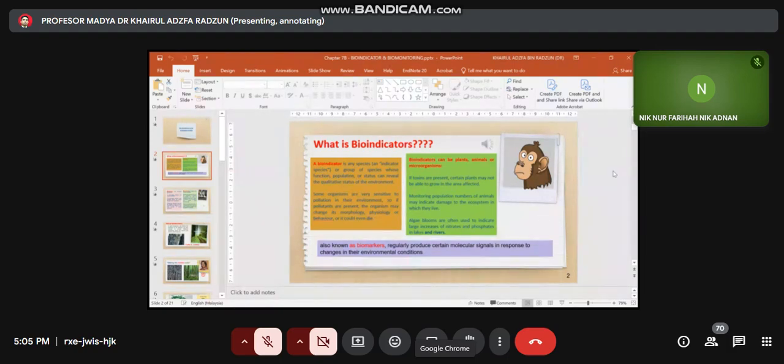When pollutants are present, the organism may change in terms of its morphology, physiology or behavior, or it could even die when the dangerous substances are present in that area. So it is not necessarily an animal; it could be in the form of microbes, animals, or it can also be algae, for instance.